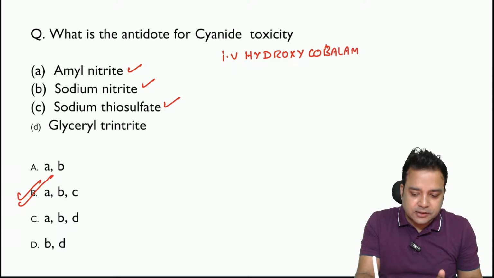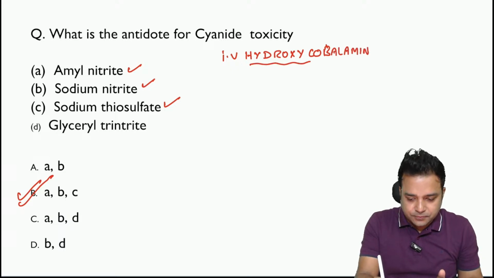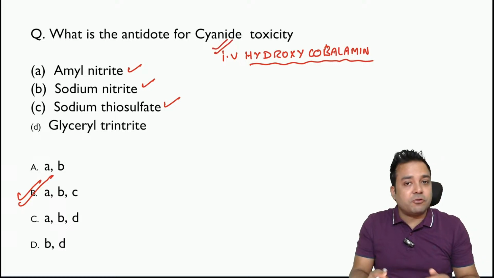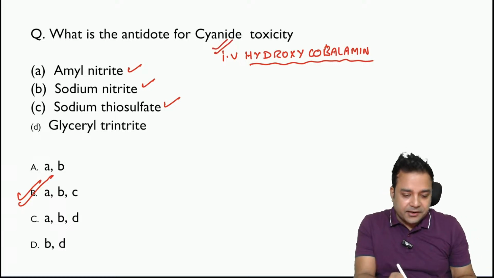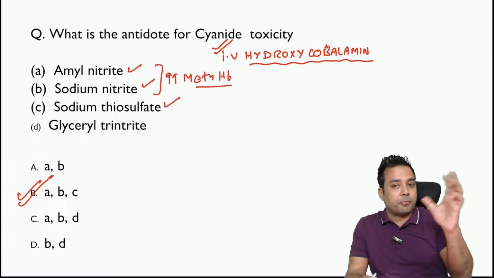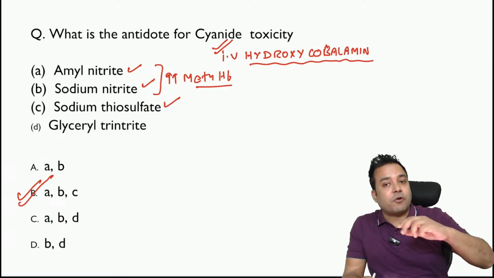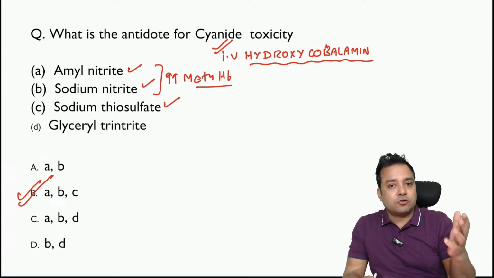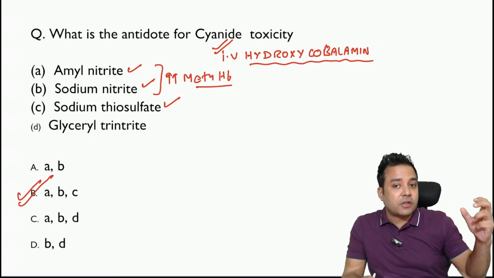Hydroxycobalamin injections. Which one is a direct binding agent? We know hydroxycobalamin. Nitrites, basically, are methemoglobin generators. They will increase the levels of methemoglobin, which displaces cyanide from cytochrome complexes. But the product which is formed is water insoluble. So to make the product soluble comes the role of thiosulfate.